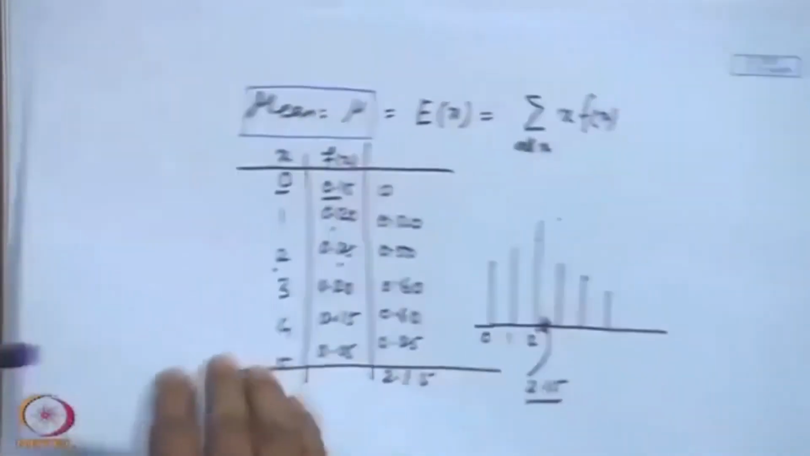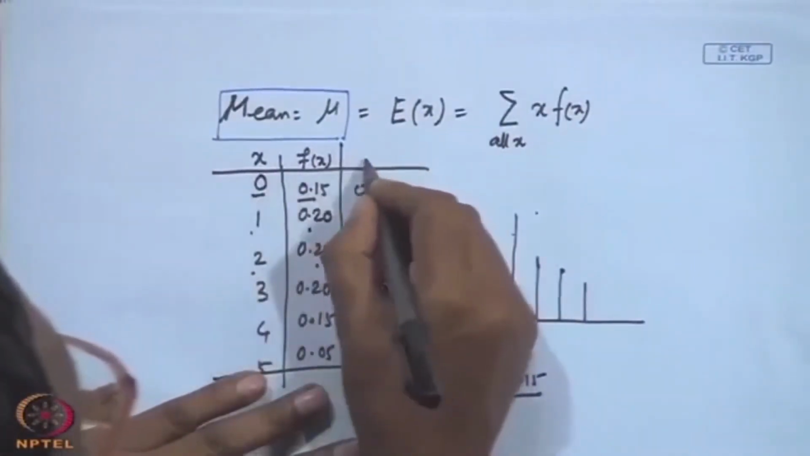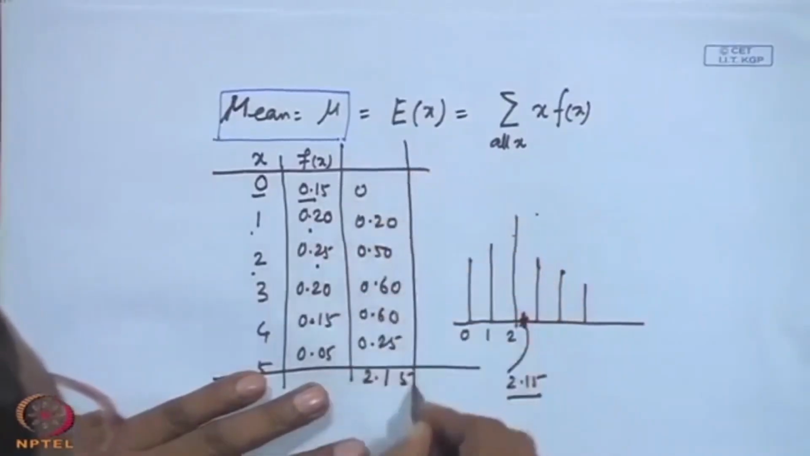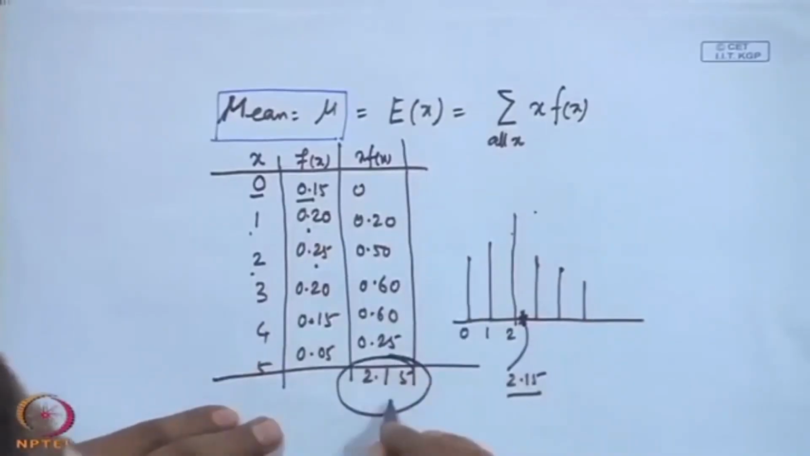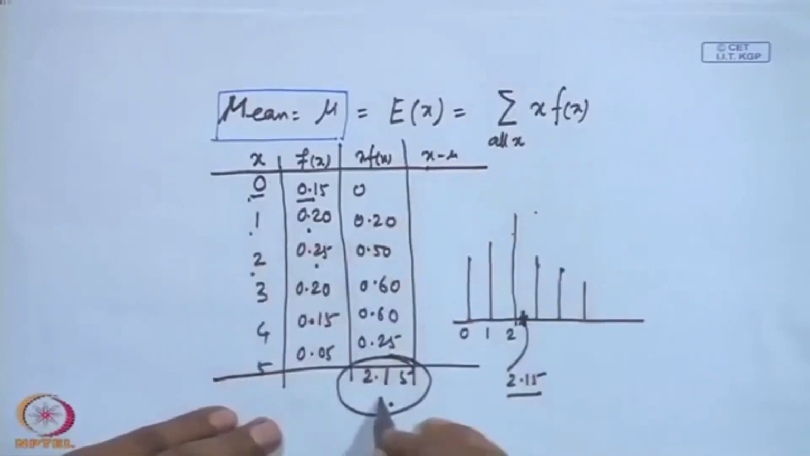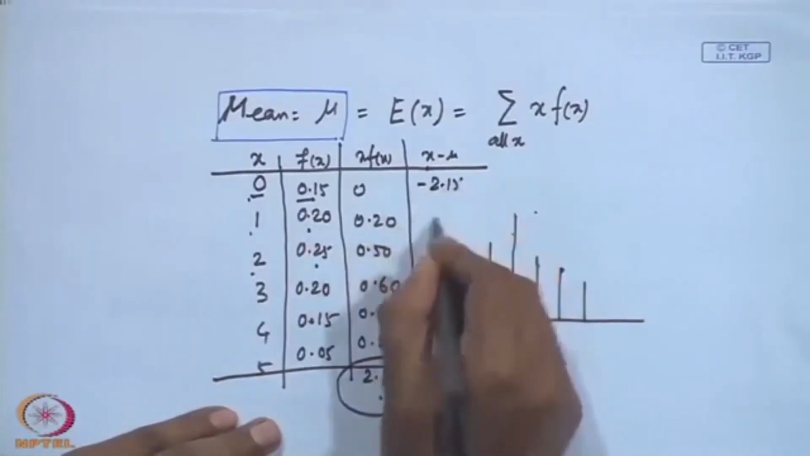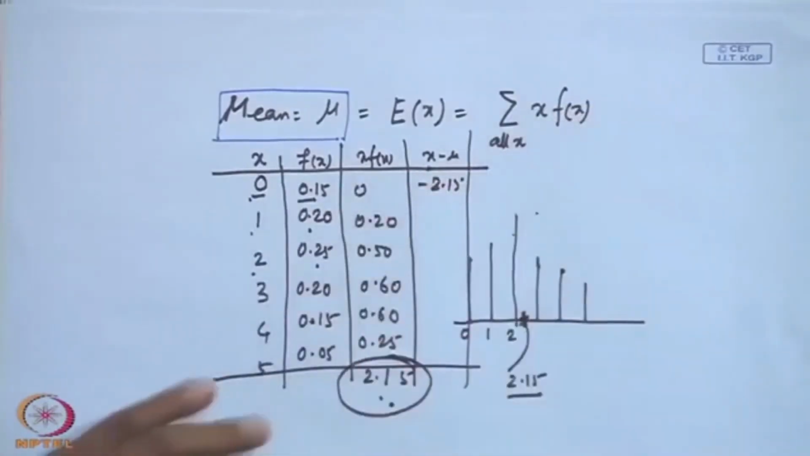You have computed two things: x, and x f x, so you know the mu value, the mean value. Now you can create x minus mu, that means 0 minus 2.15, that will be minus 2.15. Like this you can calculate, square it, multiply it, then add it. So you will get the sigma square, that is the variance.